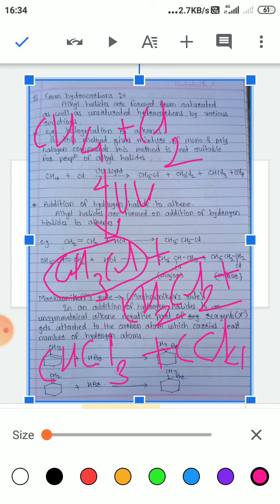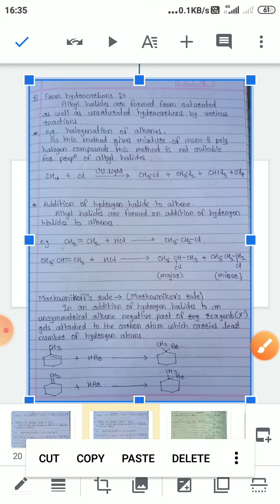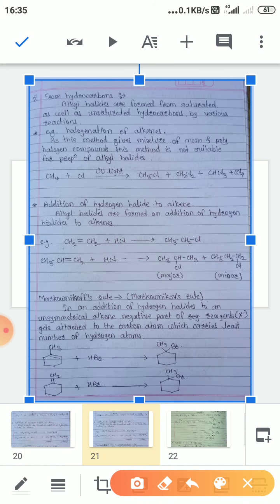In methylene chloride, two hydrogens of methane are substituted by chlorine. In chloroform or trichloromethane, three hydrogens are substituted by chlorine, and lastly, in carbon tetrachloride, all four hydrogens of methane are substituted or replaced by chlorine. Therefore this method is not beneficial, or not suitable, for preparation of alkyl halides.